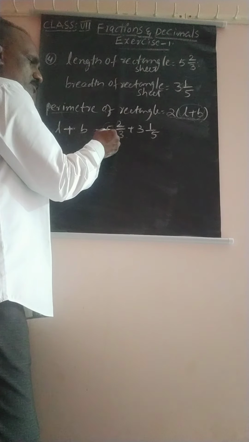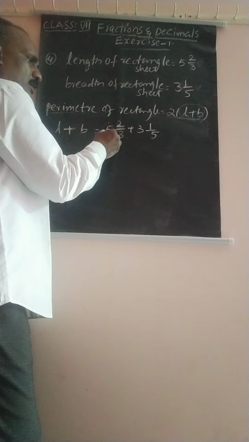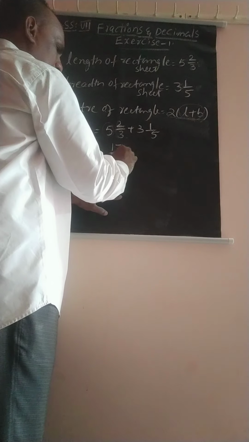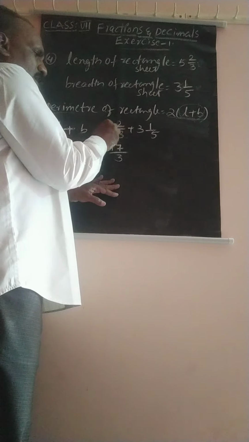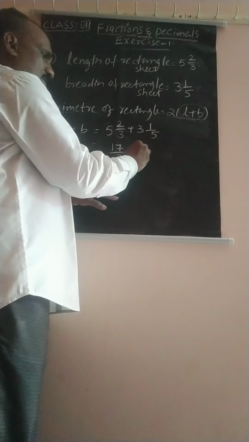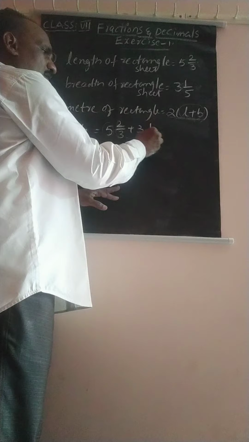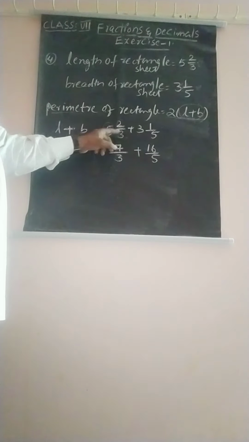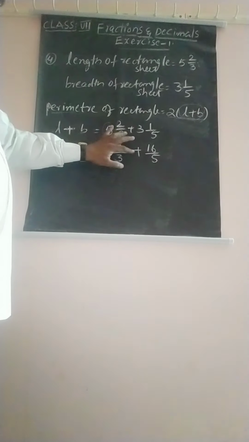3 into 5, 15, plus 2, 17 by 3. Once again, see that: 3 fives are 15, 15 plus 2, 17 by 3. Plus, 5 threes are 15, 15 plus 1, 16 by 5. Once again: 3 fives are 15, 15 plus 2 is 17, 17 by 3. Plus 5 threes are 15 plus 1, 16 by 5.